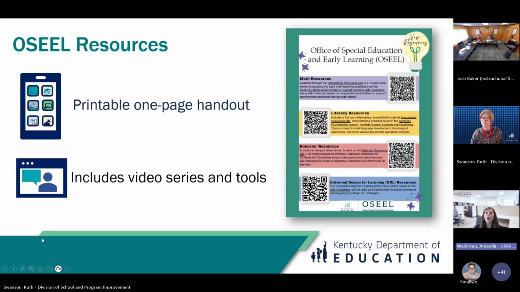So additionally, all of the resources can be accessed through this handout that's on the screen, and that'll also be shared with you all. So you can access through the QR codes on that handout with your phone. And then there's also hyperlinks embedded within the electronic version. So feel free to print and share this resource with staff at your schools.